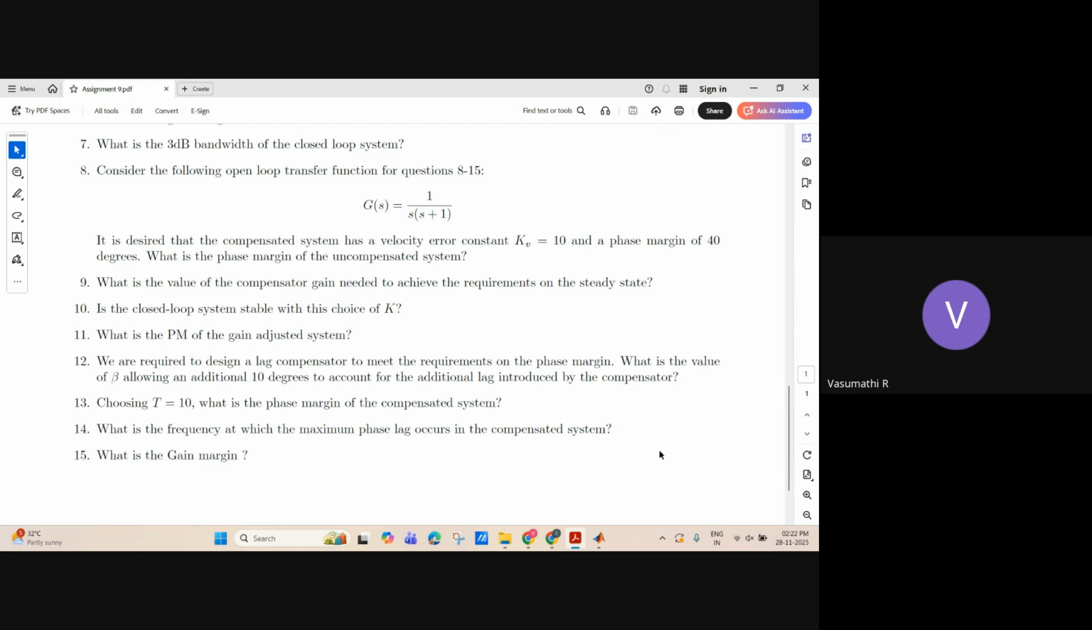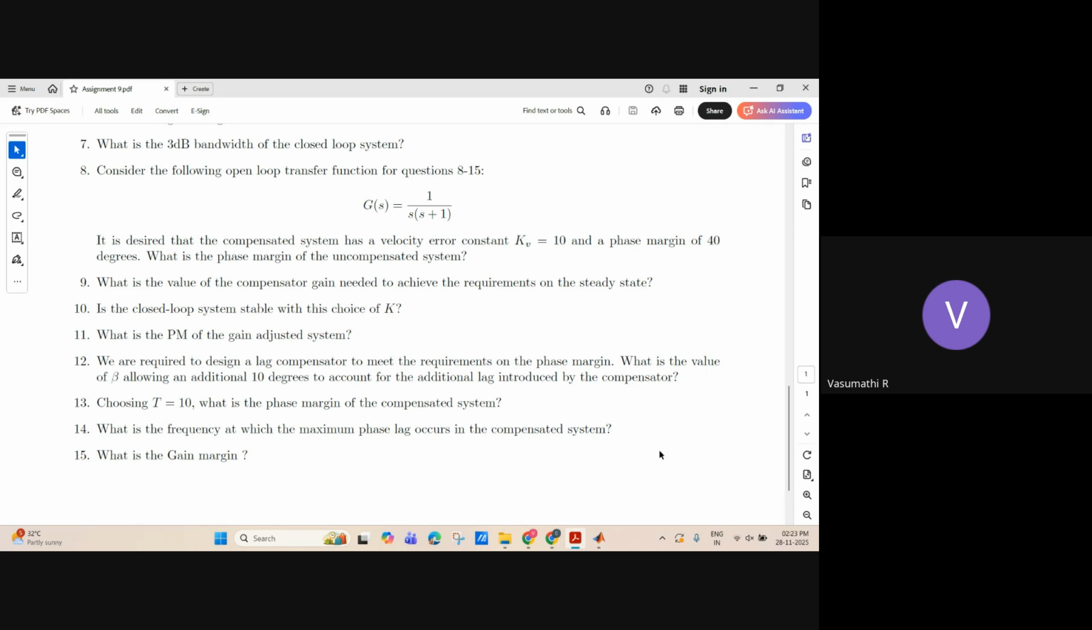Okay. So the design criteria they have given: the velocity error constant is 10, phase margin is 40. This is for the compensated system. The question is a little inverse. What is the phase margin of the uncompensated system? They are asking. That can be found from the transfer function itself. And what is the value of compensator gain needed to achieve the required steady state error? And is the closed loop system stable with the choice of K?